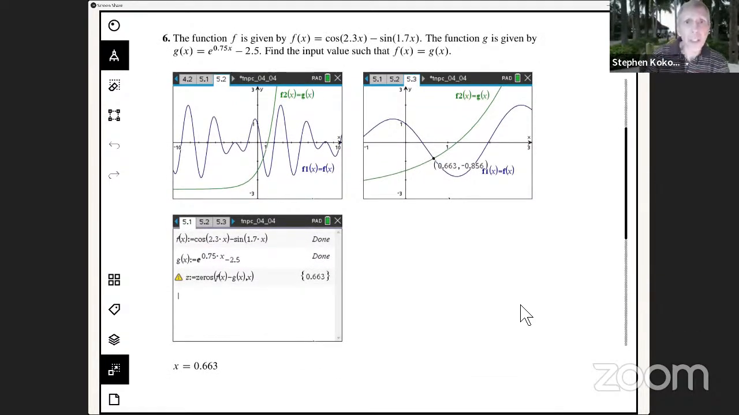All right, so here's a function given by, oh my gosh, this is a trigonometric function. The function g has an exponential function in it. And again, we want to find an input value so that f equals g. So a lot with graph screens today, a lot on the calculator page. So here's what I did on the TI-Nspire. I first graphed both of these functions, f and g.